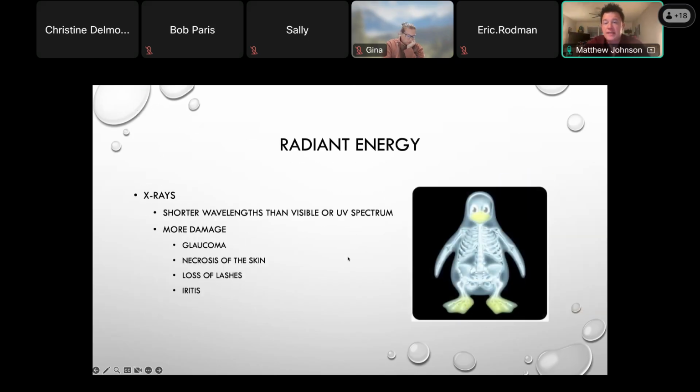So X-rays can also cause it because, again, we're talking about different wavelengths that can cause different problems. An X-ray is a shorter wavelength, and if you're exposed to X-rays and you're not wearing the proper protection, it can cause increased eye pressure by damaging the trabecular meshwork. That's where glaucoma comes in. You can have skin death, loss of eyelashes, or inflammation of the aqueous humor that creates a lot of white blood cells. That's what iritis is. So there's a lot that can actually happen here.